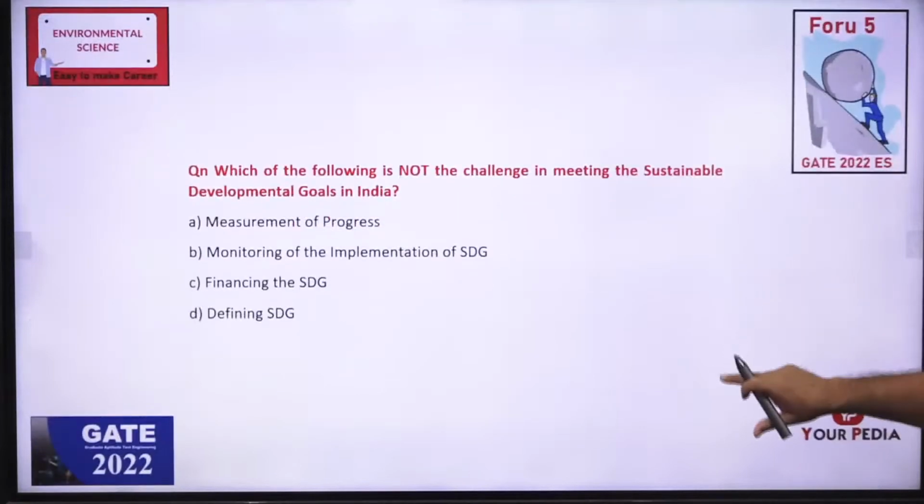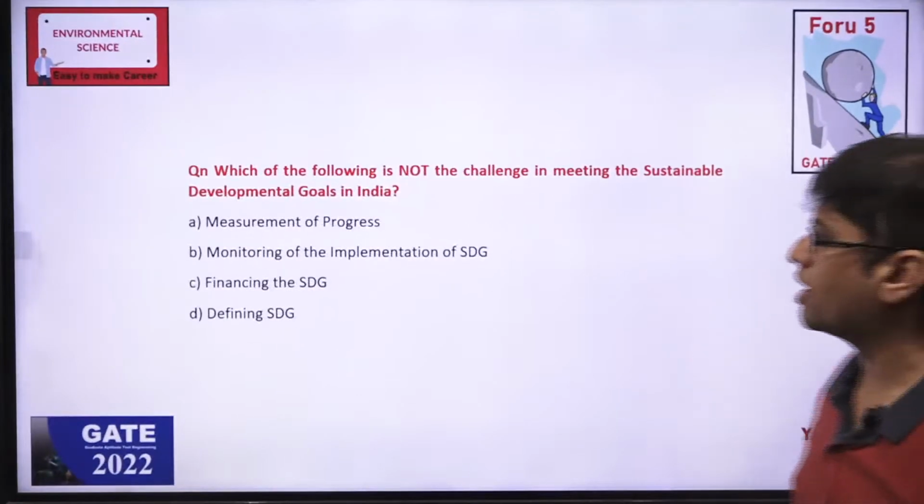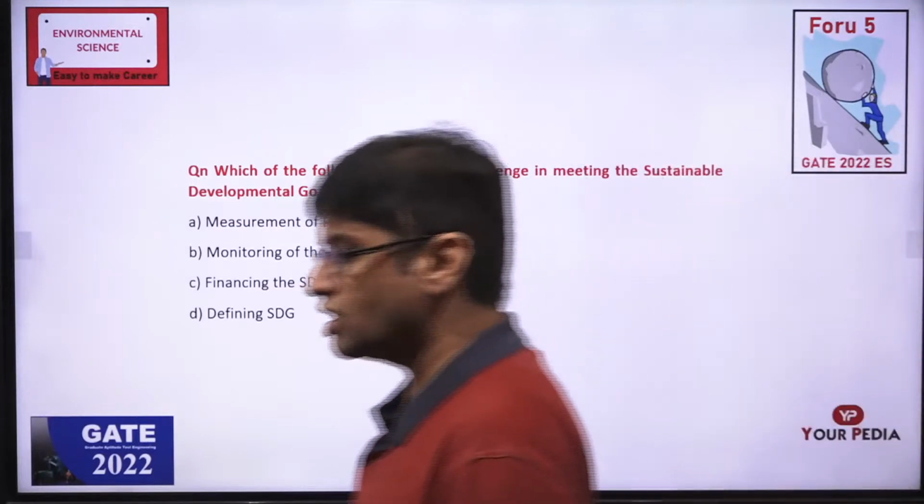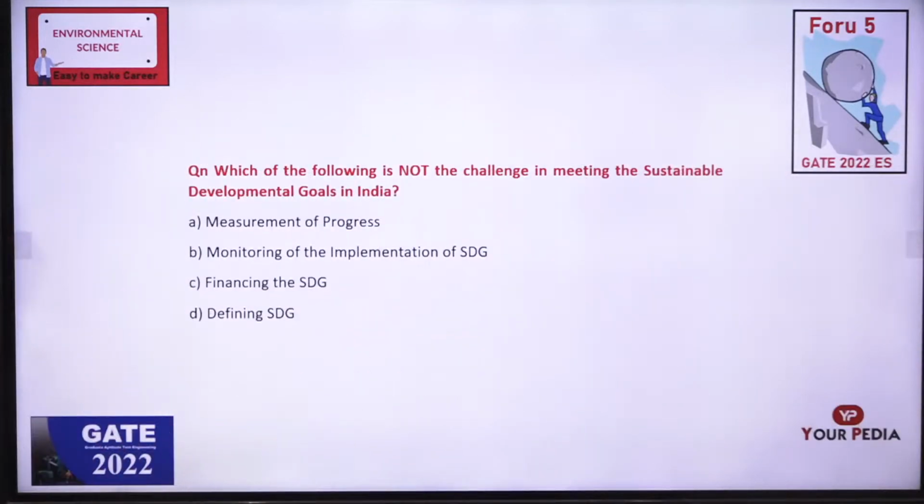Let's see whether you can answer these questions. Keep writing in a copy, mark the answers, and then we discuss at the end. Which of the following is not a challenge in meeting the Sustainable Development Goals in India? As per SDG, these 17 goals are to be accomplished by all countries of the United Nations. So which of the following is not the challenge in India? Measurement of progress, monitoring the implementation of sustainable development goals, financing of the sustainable development goals, and defining sustainable development goals. Which of these four is not a challenge? Okay, try to answer this question.